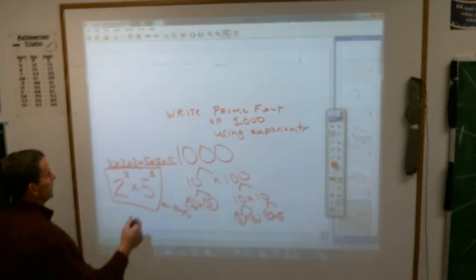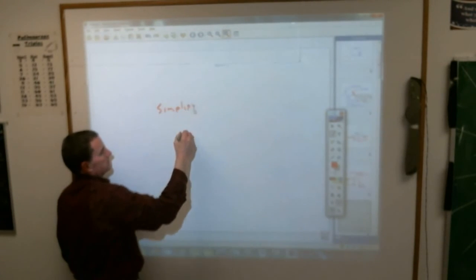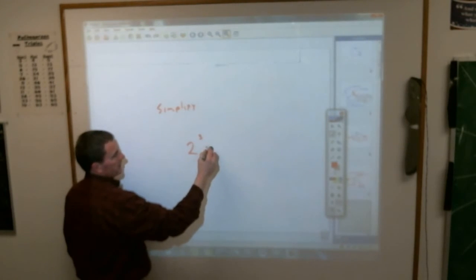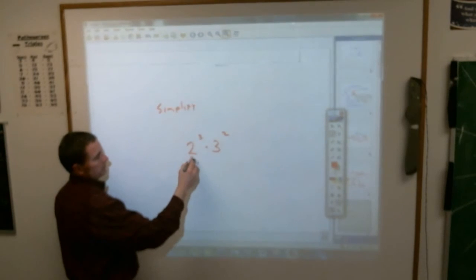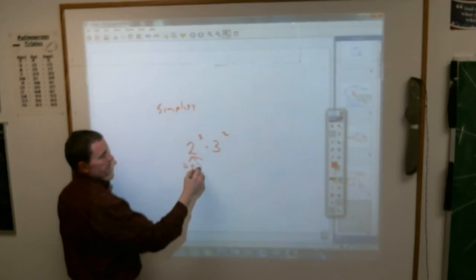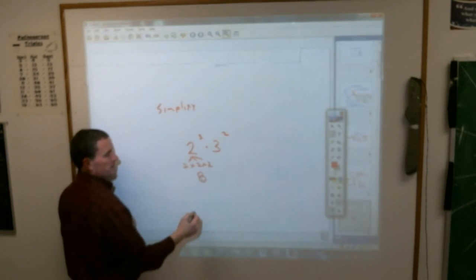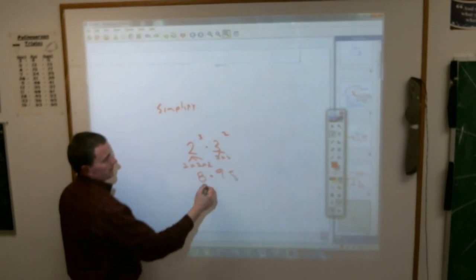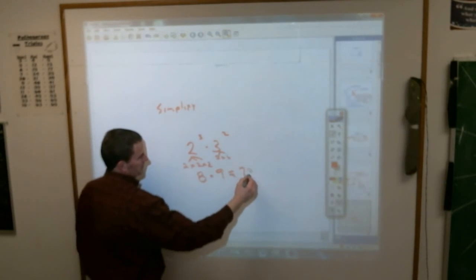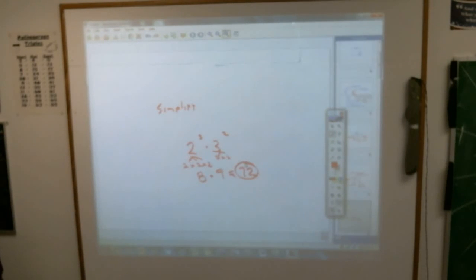Or they will give you something like this. They'll say simplify this. What is 2 to the 3rd power times 3 to the 2nd power? In which case you just have to figure out what 2 to the 3rd power is, which is 2 times 2 times 2. It is not 6, it is 8. And 3 times 3 is not 6, but 9. And 8 times 9 is 72. 2 to the 3rd power times 3 to the 2nd power is 72.